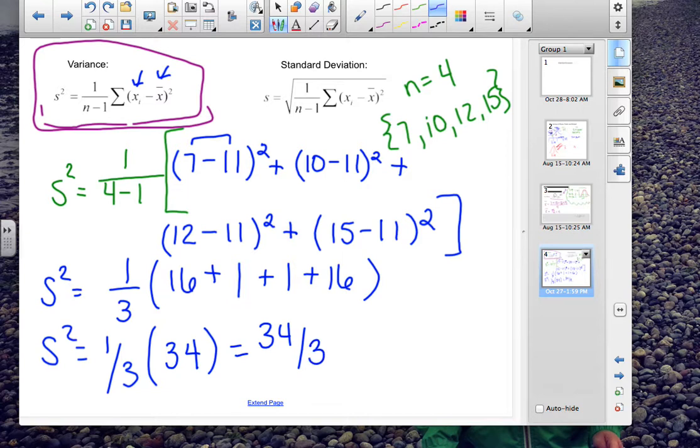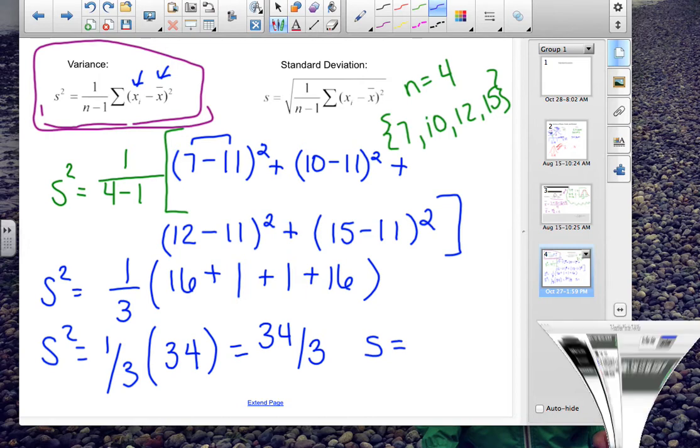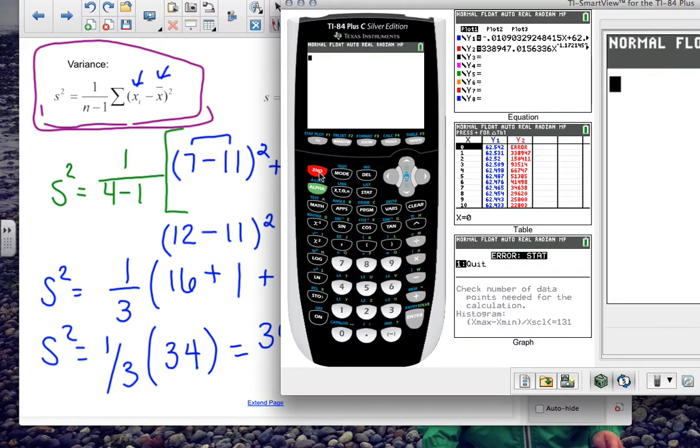And remember what I said, I don't really care about the variance, I care about the standard deviation. So I've got to take the square root of this. So I'm going to get my calculator. And I'm going to do the square root of 34 thirds. 3.3665.